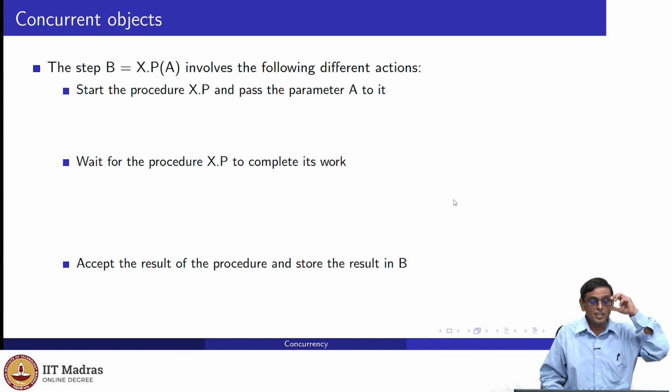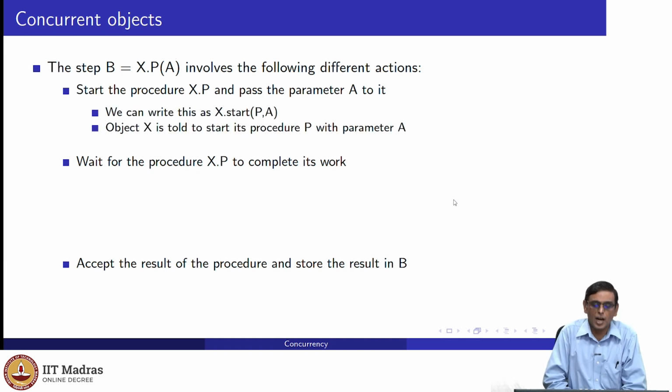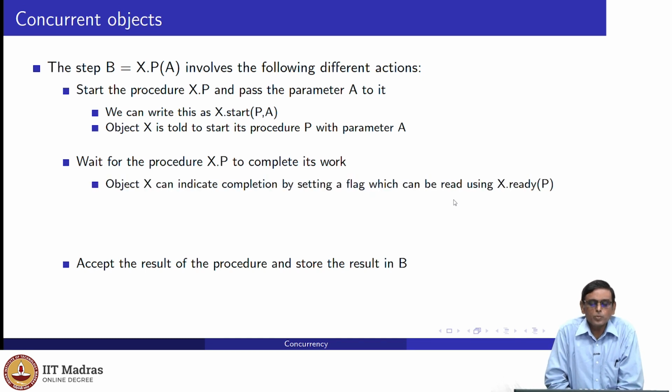The first part is to start the procedure X dot P and pass the parameter A to it. I must have a way of writing it. So let us say I write it as X dot start, which means that object X implements a generic procedure called start, to which you give a procedure name and a parameter, and it will start the procedure with that parameter.